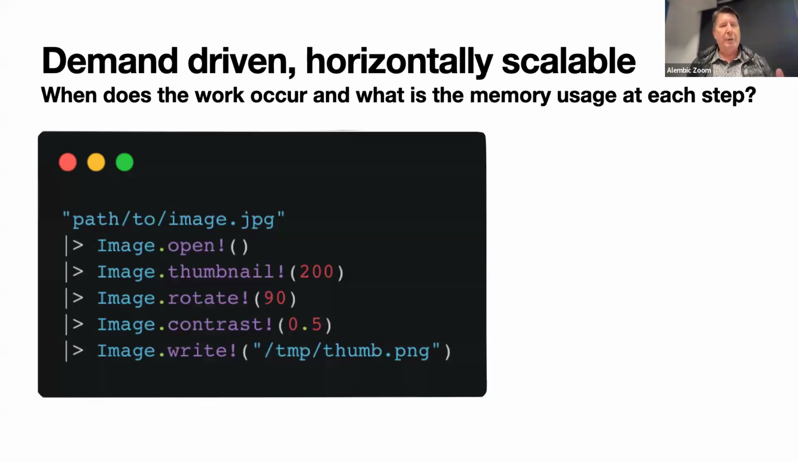There's an image which we open, we thumbnail it, which is the function most notable for resizing an image in LibVips, Vix, and Image, rotate it, change the contrast, and write it out. If I was to ask you at what point in this pipeline would you expect to see memory utilization and CPU consumption, what would be your normal expectation?